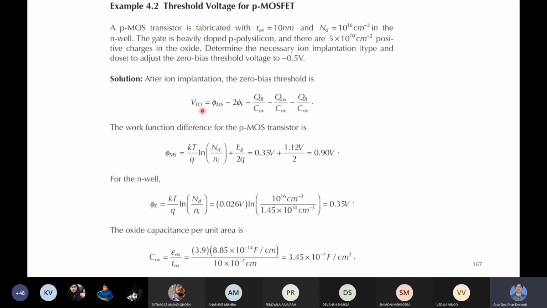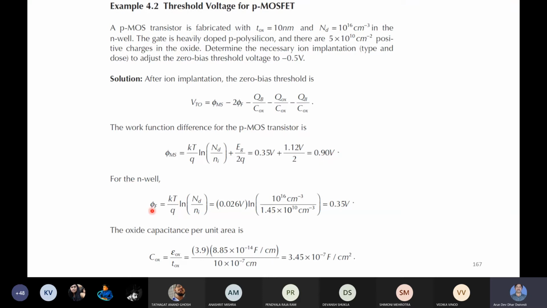Then we can find out, this is the formula. Then phi ms is calculated here, Nd will be coming into the picture. Now we are calculating this with the help of this formula: kT by q ln Nd by Ni plus Eg by 2q. So by this formula directly we are also able to find it out. Then this one comes 0.35, and Eg is 1.2 divided by 2, so it is like 0.6.